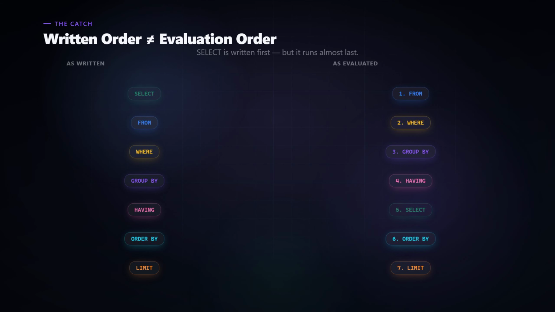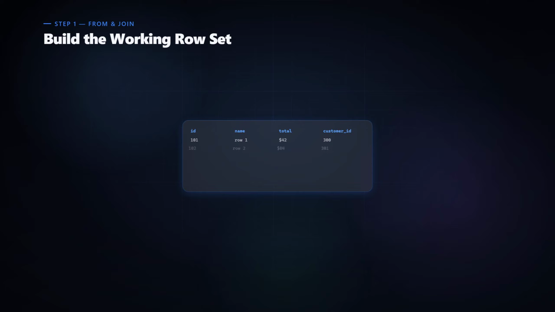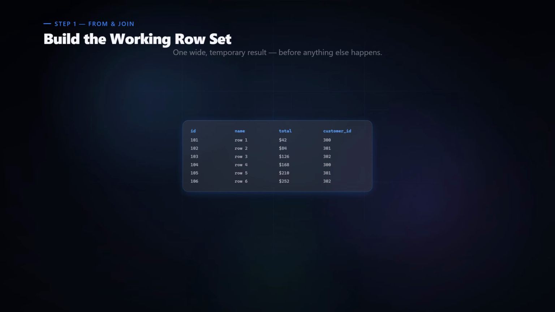It starts with from, not select. The engine first figures out the working set of rows, which tables are involved, and how they're joined together. An inner join, a left join, a cross join. This is where rows from multiple tables get combined into one wide temporary result before anything else happens.